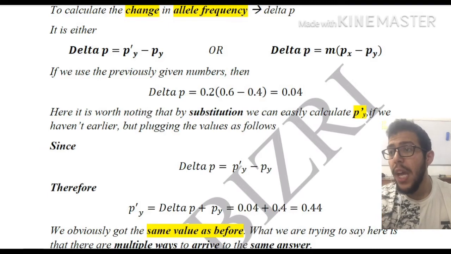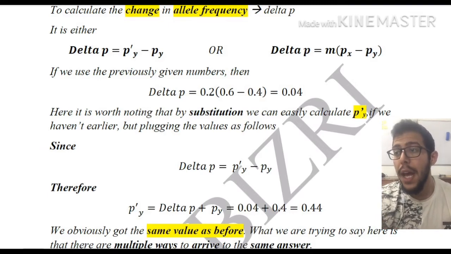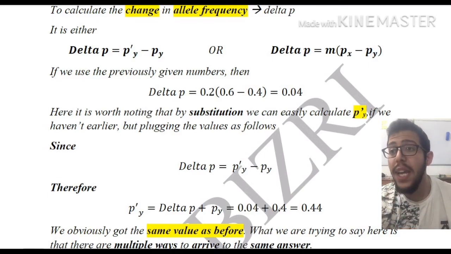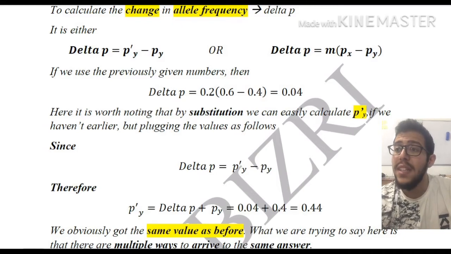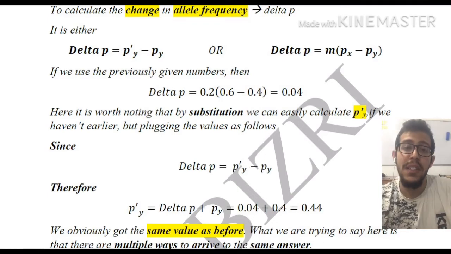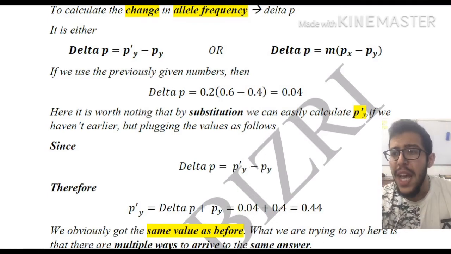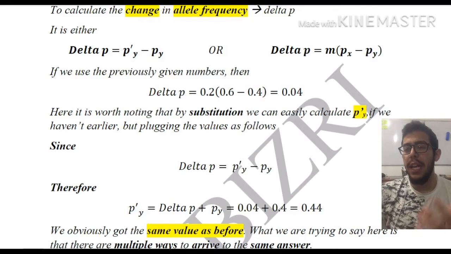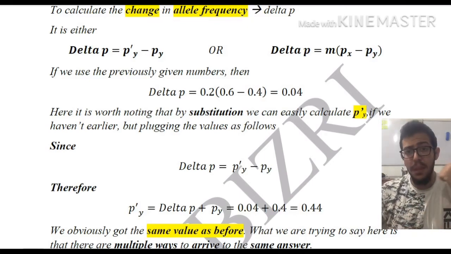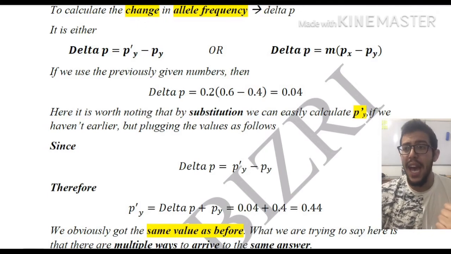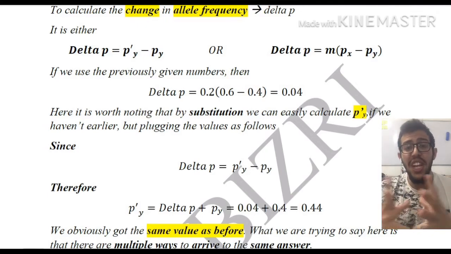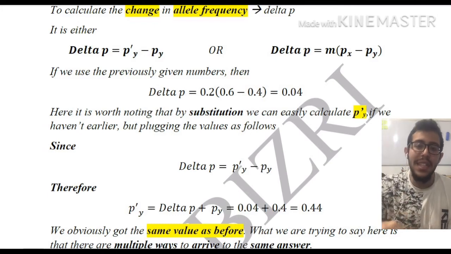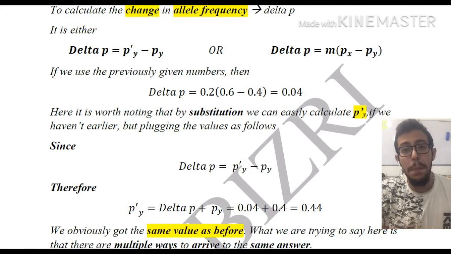Or we can use the formula delta P is equal to M, all multiplied by Px minus Py, and if we use the previously given numbers, using the second formula here, we've got 0.2 multiplied by 0.6 minus 0.4, so it's 0.2 multiplied by 0.2, giving us 0.04. Now, here it is worth noting that by substitution, we can easily calculate P prime Y. From the beginning, we could have not done the previous example first and done this, like we could have gotten the change in allele frequency and then calculated the new frequency in the recipient population.